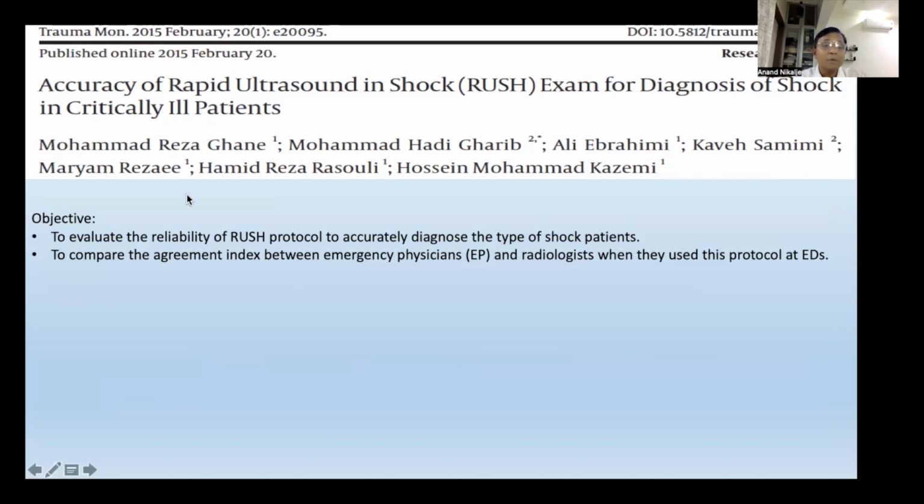I found this a very interesting analysis. The objective of this study is to evaluate the reliability of the RUSH protocol to accurately diagnose the type of shock in emergency patients. They compared the agreement index between the emergency physician who performed the ultrasound at casualty immediately, and the radiologists who diagnosed afterwards. So they actually looked at whether the emergency physician is also able to diagnose the type of shock with this rapid ultrasound in shock patients.